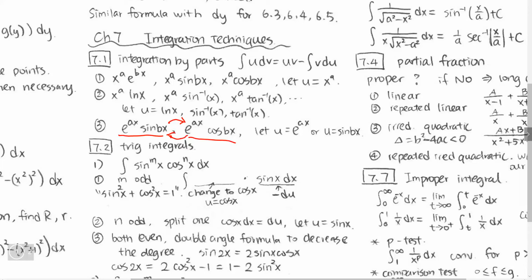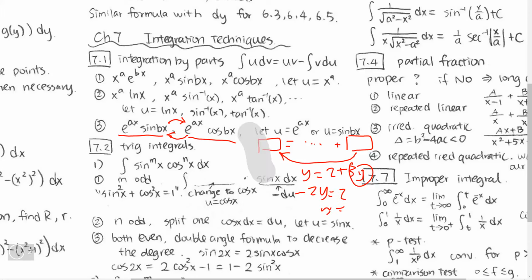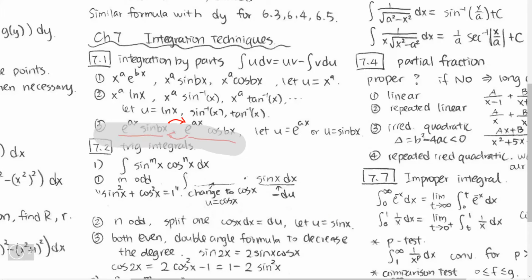And then do you remember we have the integral equals something plus the integral again. So what do you do? You move the integral to the left so you can combine. It's like, when you have y equals 2 plus 3y, you move this to the left, you get minus 2y, and then you can solve for y. Okay, so that is 7.1.